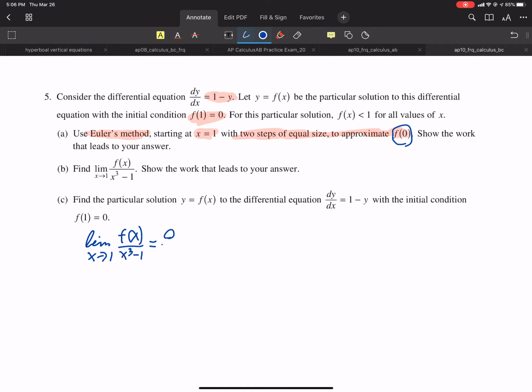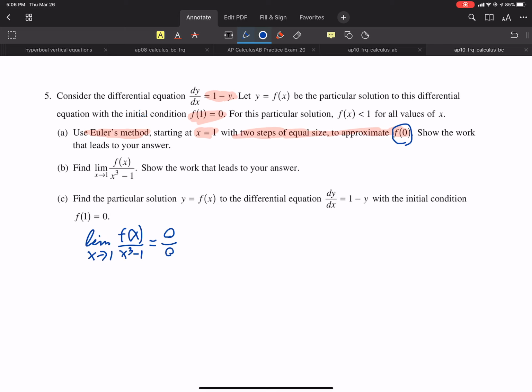That's 0. And plug in 1 into the bottom here. That's 0. And then you might say this is indeterminate. That is wrong. Dividing by 0 is undefined. You are saying this limit is undefined, and that is not true. It's not undefined.